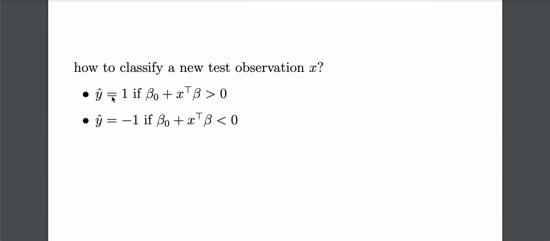Okay. So how do we classify a new test observation? We classify a new test observation in this way. If the new point x, beta 0 plus x transpose beta, is greater than 0, we label y to be 1. If beta 0 plus x transpose beta is less than 0, then we label this point as negative 1.